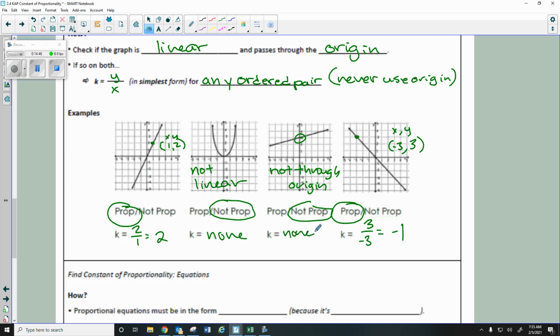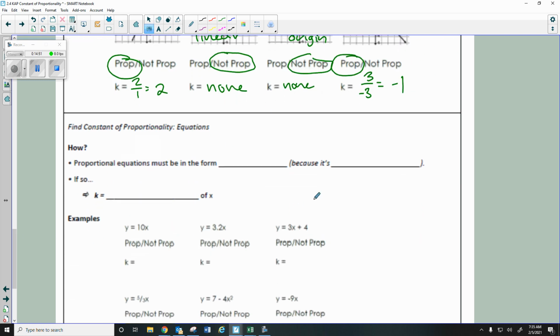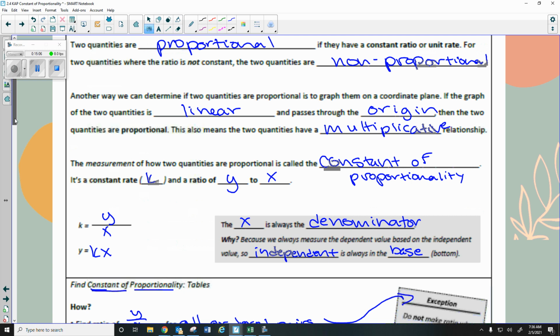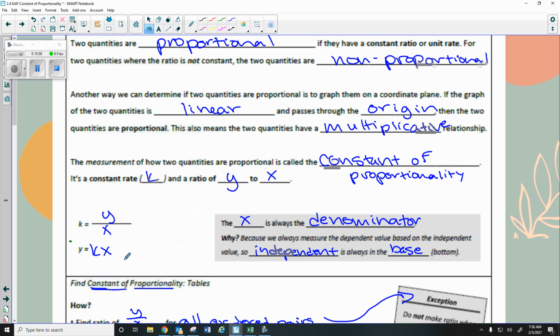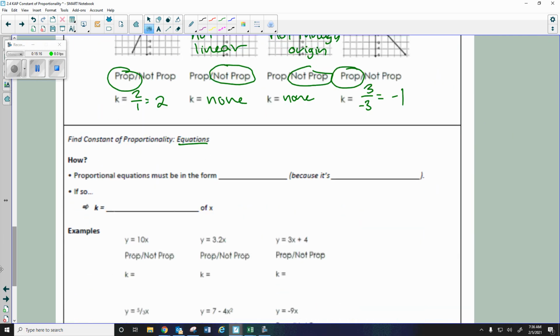Linear, origin, bam, done. Not the easiest, but the next easiest, a little bit harder, is equations. Just looking at an equation. For a proportional equation, it must be in the form of, what did we say on that front page? It must be in the form of y equals kx because it's a multiplicative relationship. So we are literally just looking for multiplicative equations. It must be in the form of y equals kx because it's multiplicative.